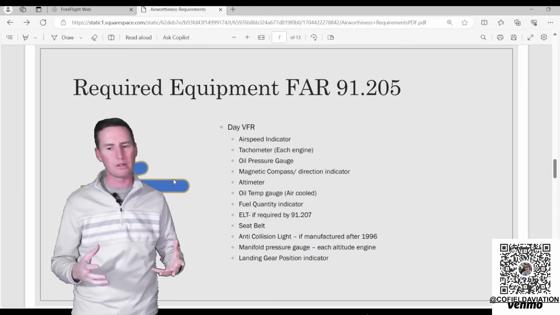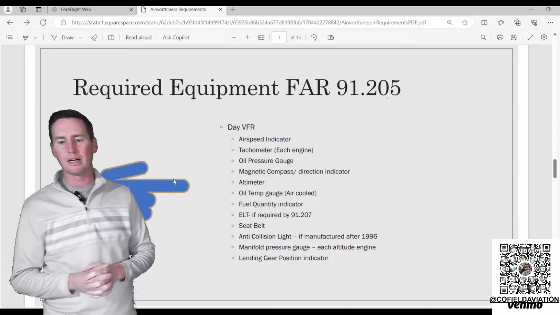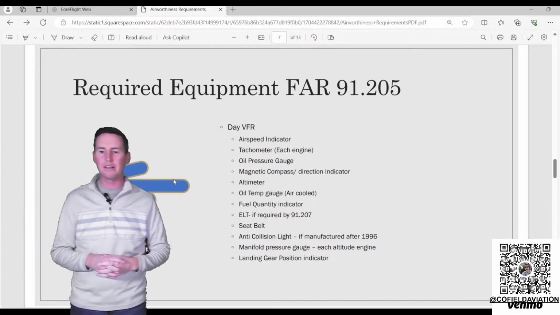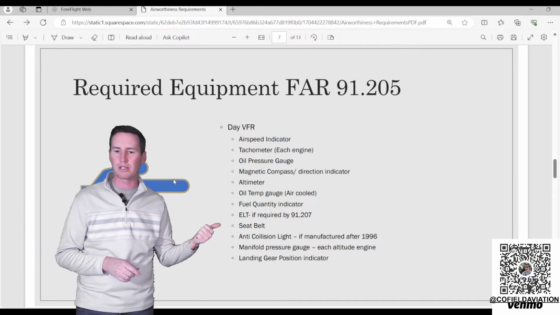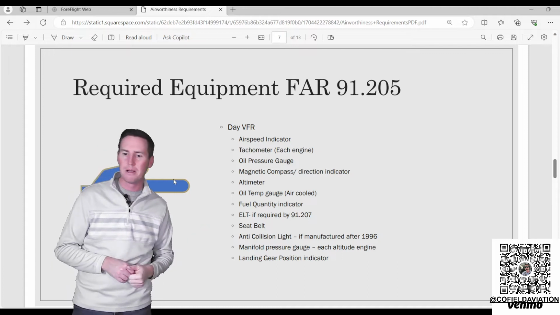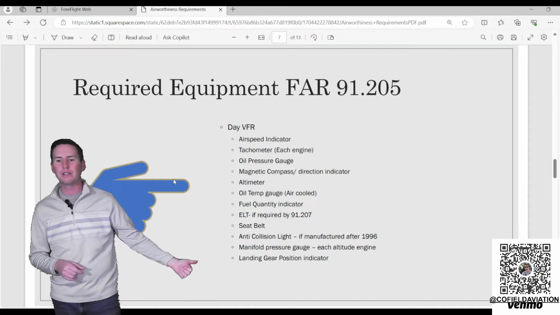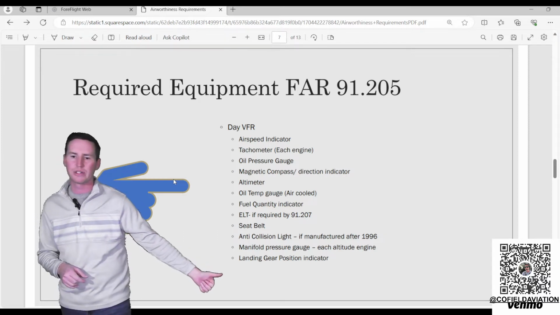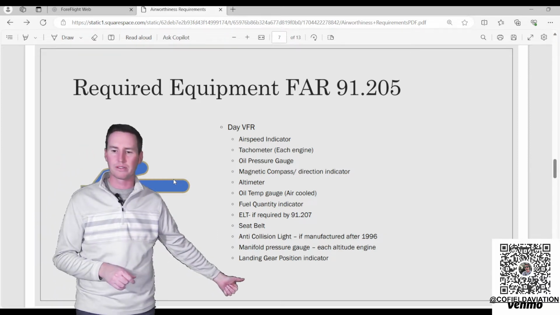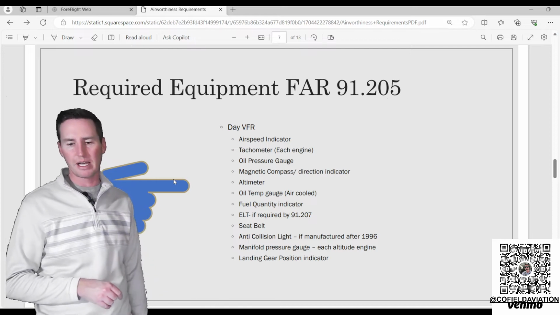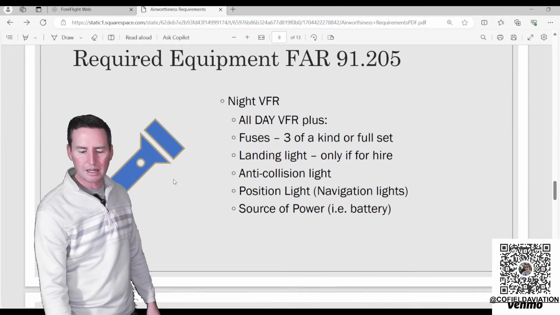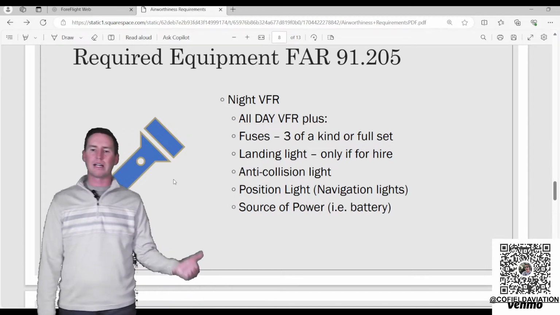if it's an air-cooled engine. Most all engines are air-cooled. Fuel quantity indicator, ELT if required by 91.207. We talked about that. It's not always required. Seatbelt, anti-collision light if it was manufactured after 1996. Manifold pressure gauge for each altitude engine, landing gear position indicator if you have retractable landing gear. So that's 91.205.